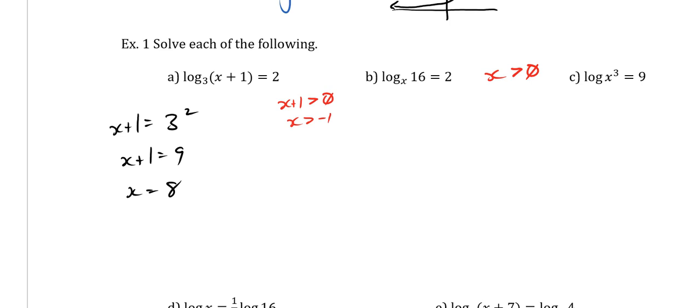And again, I'm going to rewrite this one in exponential form, because it's a single log. This is the kind of thing: log base something of something equals something. I can rewrite that in exponential form.